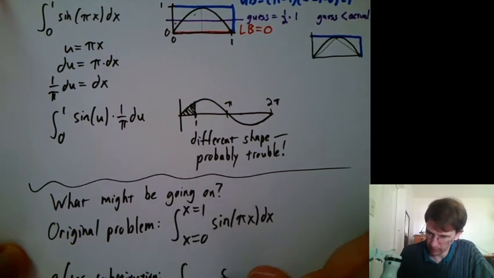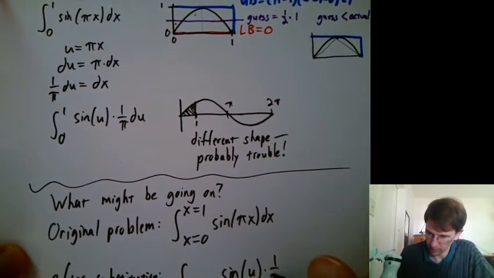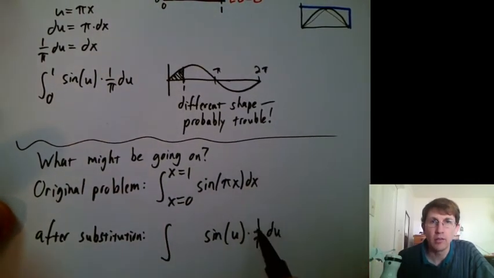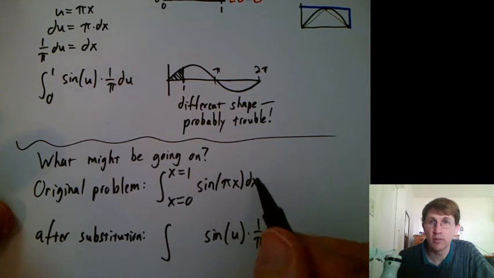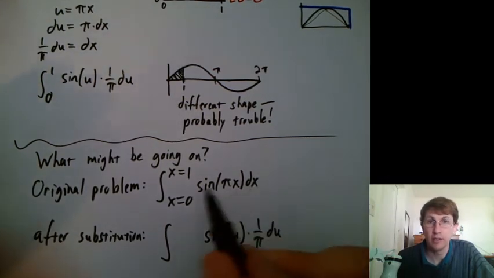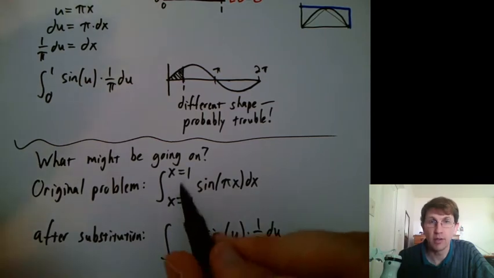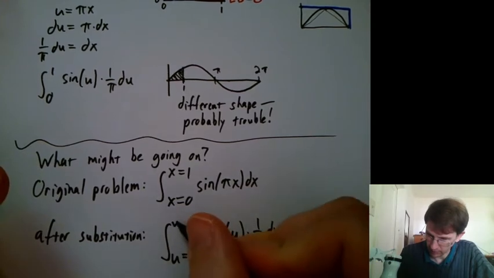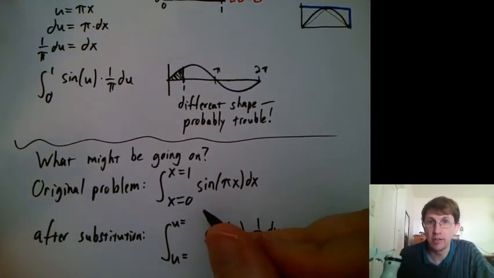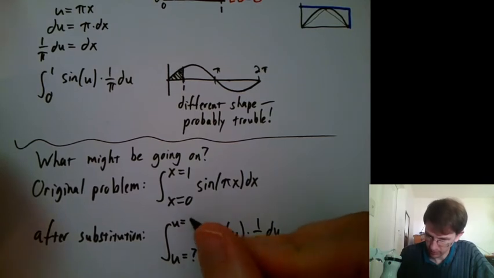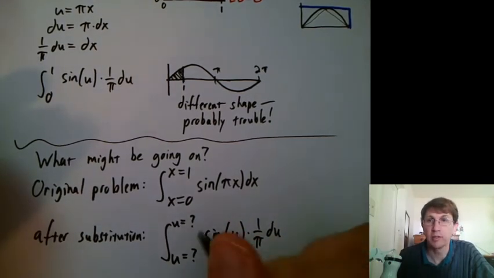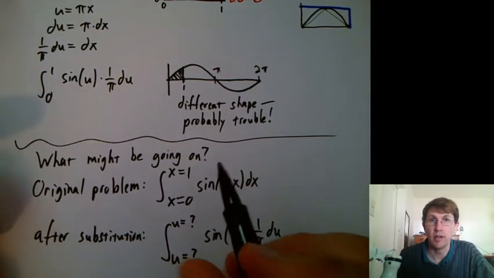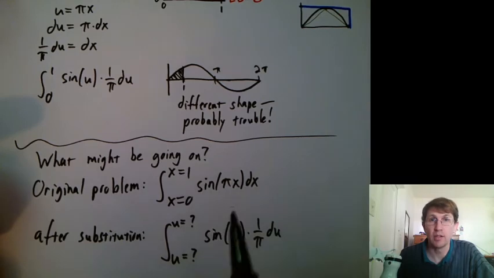we had the integral of sine of u times 1 over pi du. Usually the variable of integration, signified by dx or dt, is where the x variable or t variable starts and stops. So what should really be going on here is the integral from u equals something to u equals something else, and there's no guarantee that 0 and 1 are the right places to start and stop for u, even though they were for x. So what we need to do is translate the x start and stop into the u start and stop.